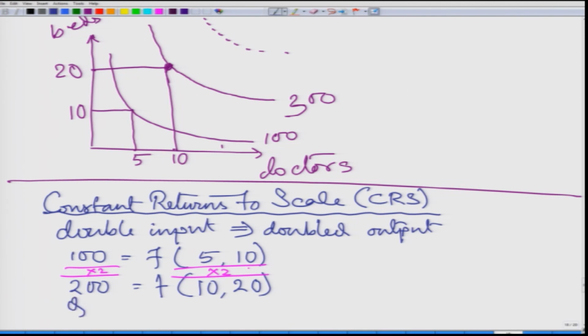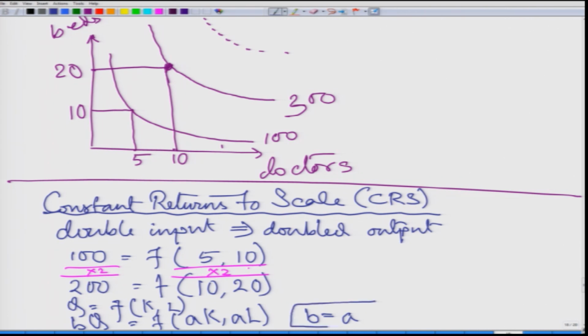Therefore, if I write it like this, Q equals F(K, L), a function of capital and labor, and bQ is a function of aK and aL, and if my rate of increase of output is equal to the rate of increase in capital and labor, then there is a constant return to scale. That means however much I increase my scale, there is the same level of increase in the output. And if I try to draw them, we see that the isoquants are in the equal direction.